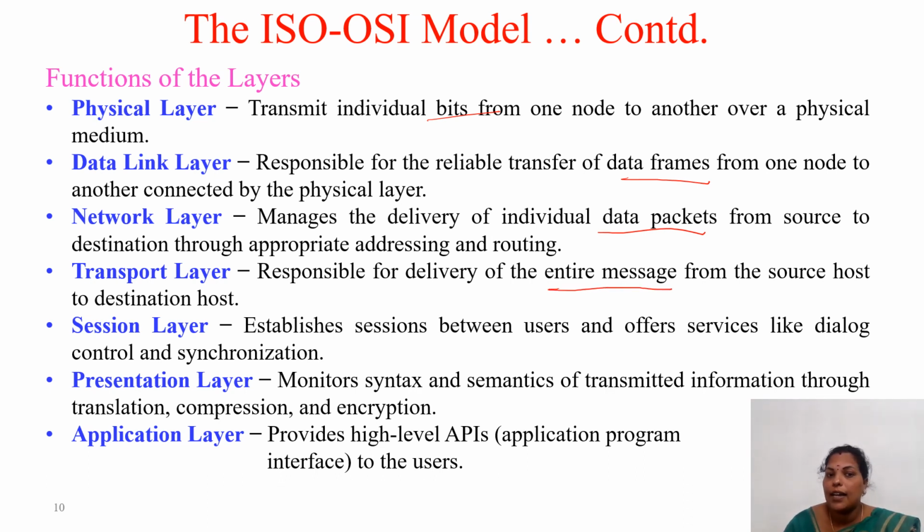The difference is there. The network layer just delivers the packets from one node to another node. But the transport layer delivers the entire message. That is the difference. The entire message, that is process to process delivery, or end to end delivery, happens in the transport layer. That is, it is just delivering the entire message from the source host to the destination host.